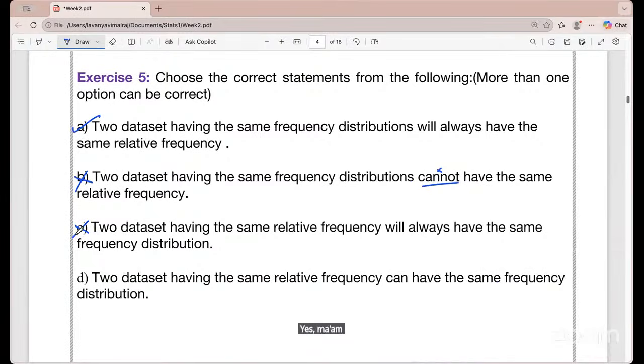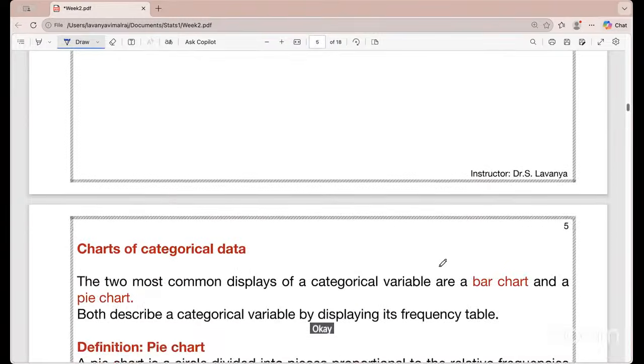Yes, ma'am. Okay. And what about option D? Two data sets having the same relative frequency can have the same frequency distribution. It's true. Can have, in the sense that sometimes it is possible that they have the same distribution. Okay. Now moving to the next topic.